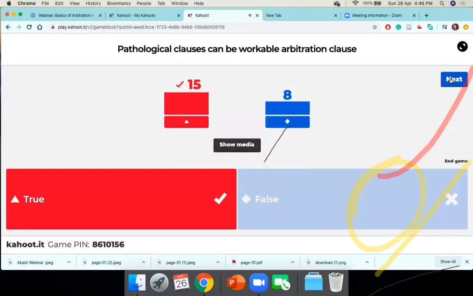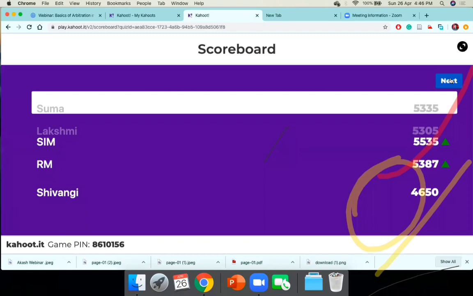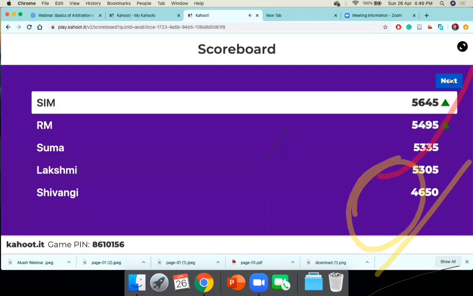As we discussed from one of the Supreme Court judgments, pathological clauses can be workable arbitration clauses if the Supreme Court is of the view that they can rectify the error made by the drafter.